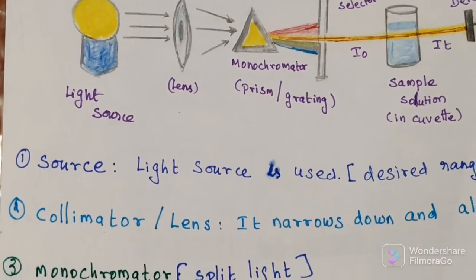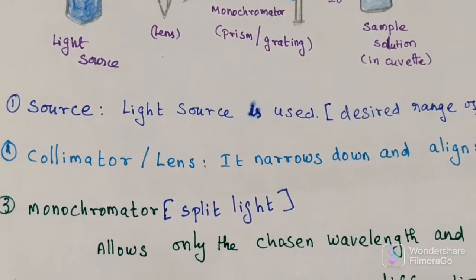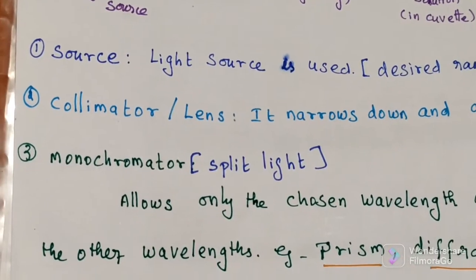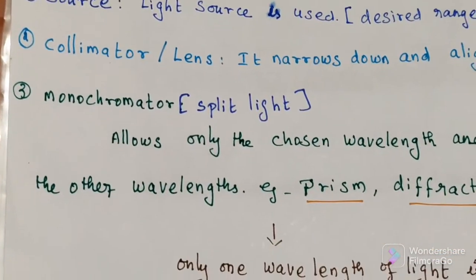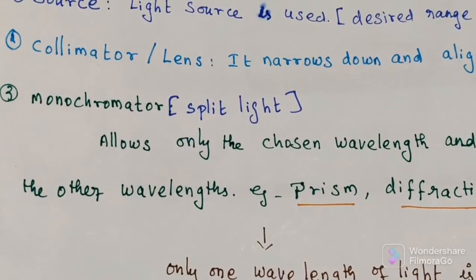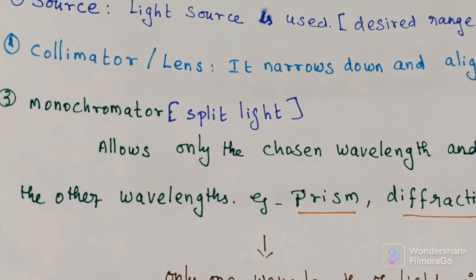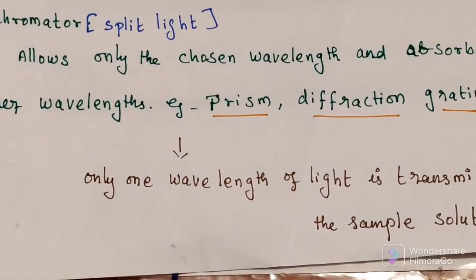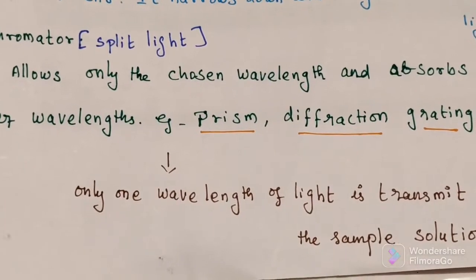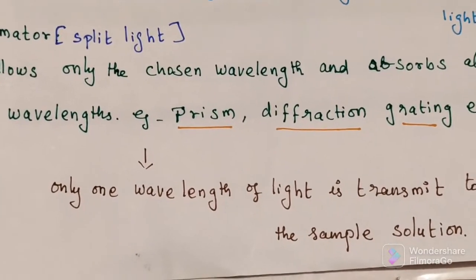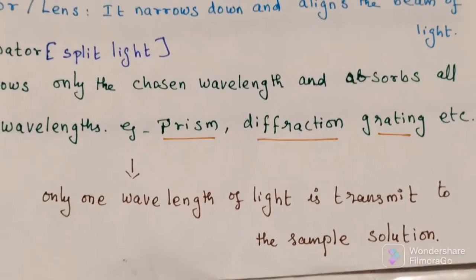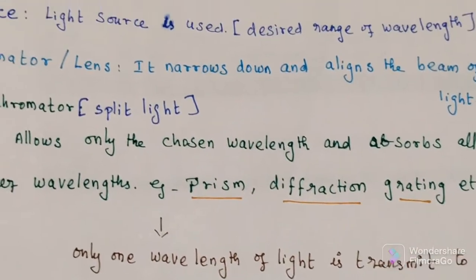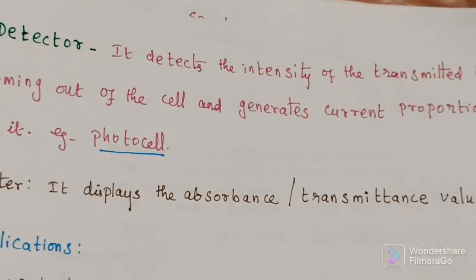So this is the summary: source, the light source, then the lens transmits a straight beam of light, then the monochromator. What is its role? It splits that light, that means polychromatic to monochromatic. In the monochromator, most laboratories use a prism. Then the detector.